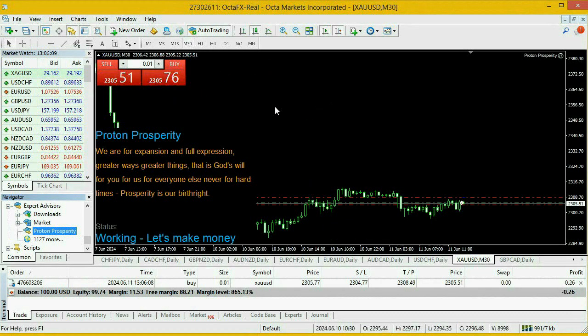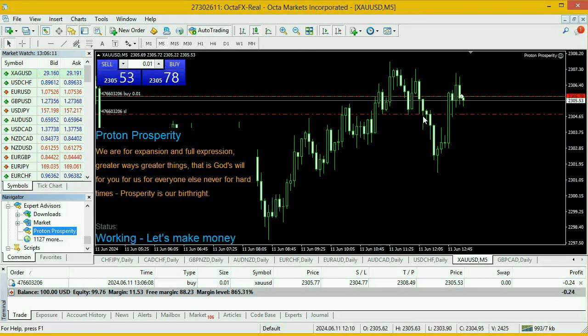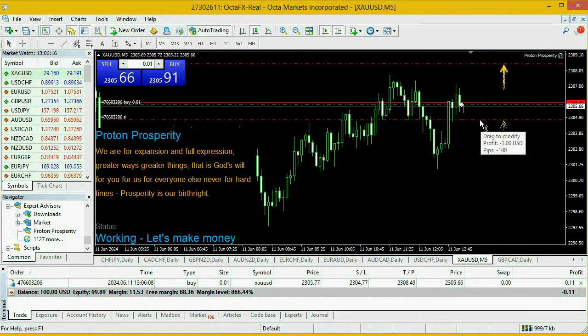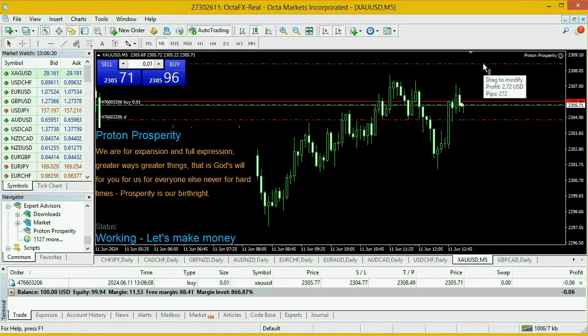Buy position executed. There we go. Our first trade is on gold. This is our stop loss and take profit. Our risk is only $1, and we stand to make $2.7. A trade can take some time to conclude, so for the consideration of time we will move forward to key moments of the trade.